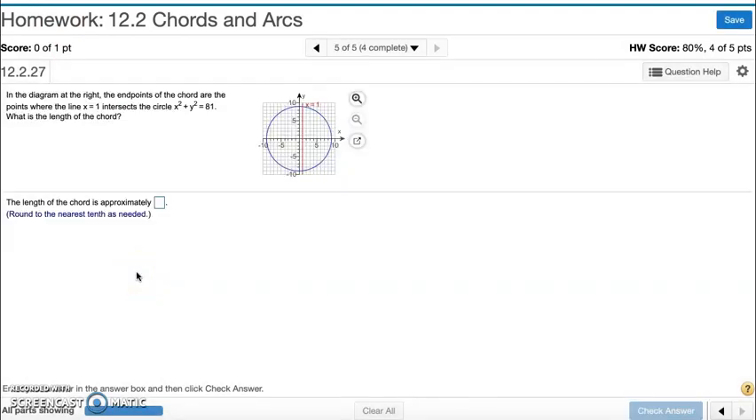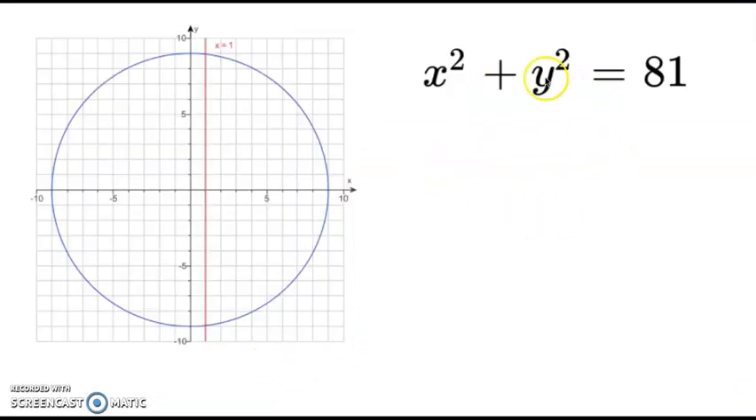Number 5. In the diagram at the right, the endpoints of the chord are points where the line x equals 1 intersects with the circle x squared plus y squared equals 81. What is the length of the chord? Well, let's take a closer look at it. Well, we have the equation of the circle here, and we have the line x equals 1 intersecting it. And the endpoints here form the end of the chord that we're trying to find the length for.